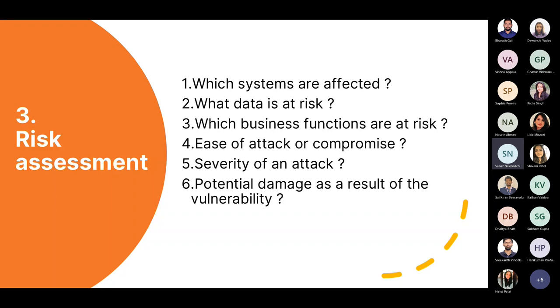So for the risk assessment, after giving them a score, you can also ask some questions. If we have this vulnerability, which systems may be affected? What kind of our data is at risk? Is it sensitive information, like customer information, credit card information, or patient information, or is it normal information that's not a big deal? And you can also answer which business functions are at risk. Are they located in the IT department, or in the financial department? And how are you going to deal with that?